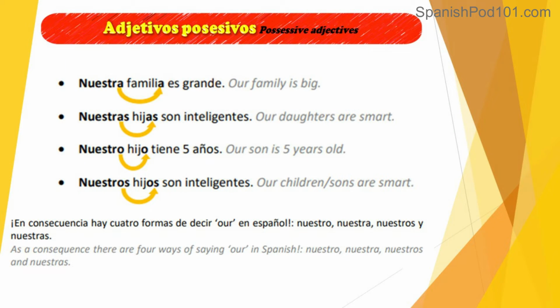In Spanish we use the masculine plural also for general. But we are going to say nuestros hijos son inteligentes. Nuestros hijos, because we are here matching hijos, which is in the plural and is also masculino. As you can see here, as a consequence, we're gonna have 4 different ways to say our in Spanish.